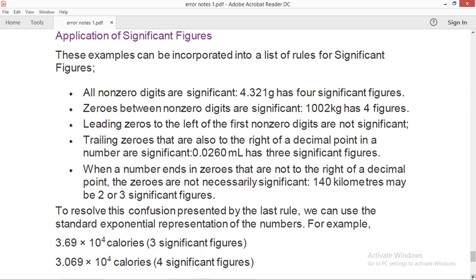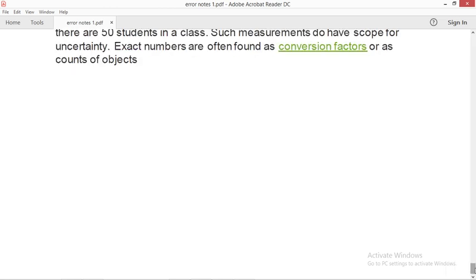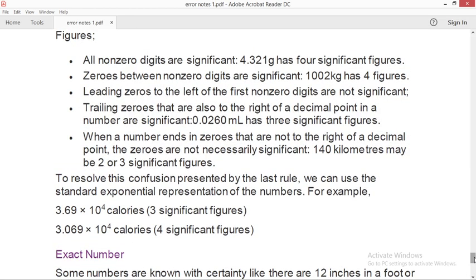To resolve this confusion presented by the last rule, we can use the standard exponential representation of numbers. For example, 3.69 times 10 to the power 4 calories has 3 significant figures only, which is 3.69, and 3.069 times 10 to the power 4 calories gives me 4 significant figures. In the same way, 140 kilometers may be 2 or 3 significant figures, depending on how we convert it into standard exponential representation.